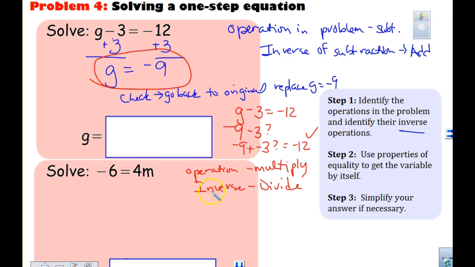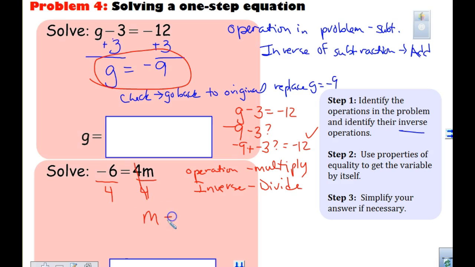Now, I know some of you show your division differently, and I'm going to ask that you show it this way. This line simply means division. The question is, should I divide by 4 or should I divide by negative 6? You always want to divide by your coefficient. The coefficient of m is 4. You want to divide both sides by 4.